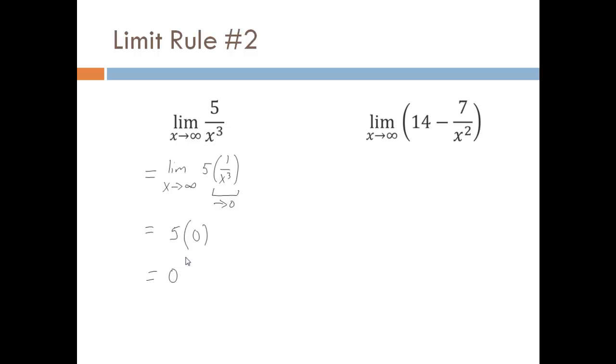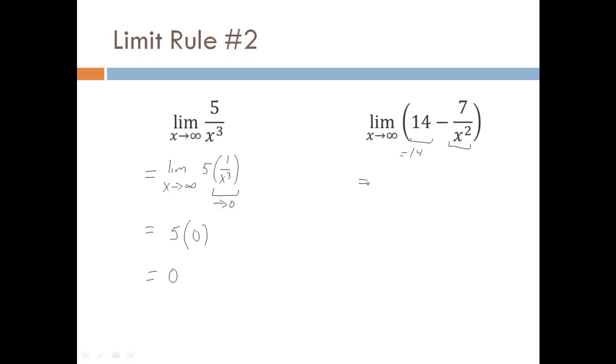Here's a second example. The limit as x approaches infinity of the function 14 minus 7 over x squared. Now again, this 14 is just a constant. It will always be equal to 14. And this looks sort of like the rule that we have. It just has a 7 up there.